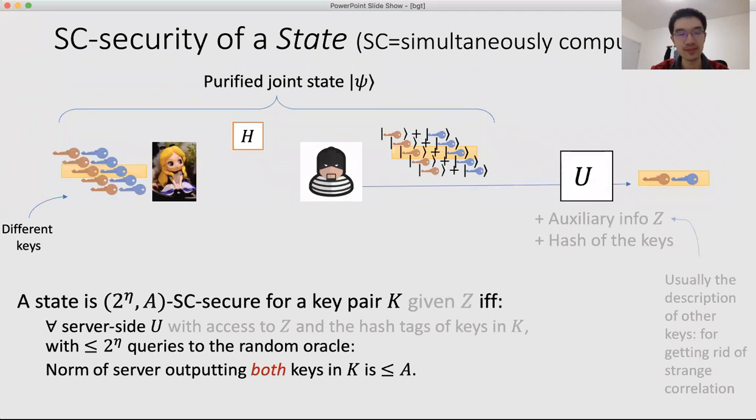For security, let's first define the security of a state. So this is our state, and the state captures the purified joint state of all the parties. The green part is also important, but we want to focus on the most basic things. And we say the state is 2^η, A secure for key pair K, which is the key pair held by the client, if the following conditions are satisfied.